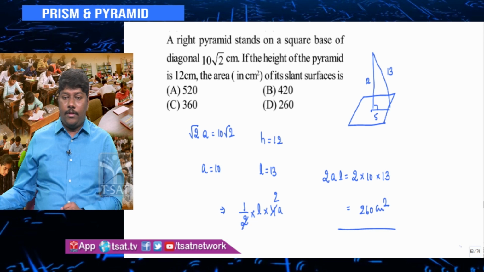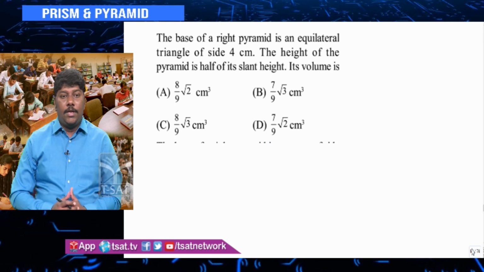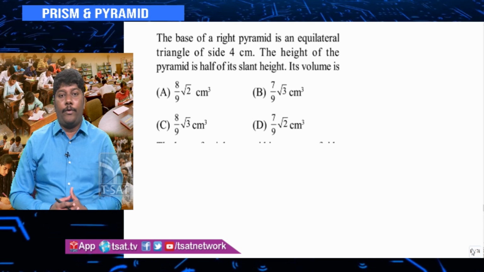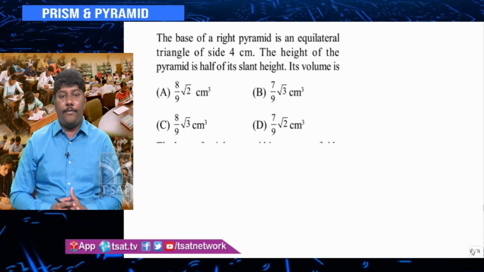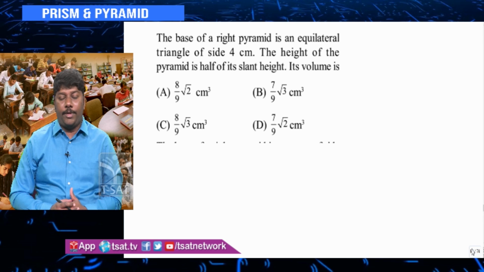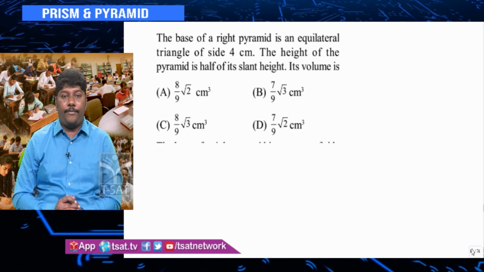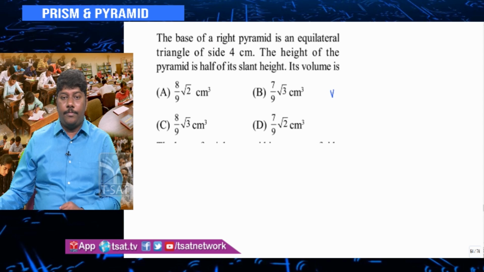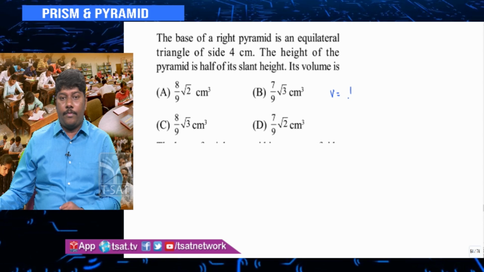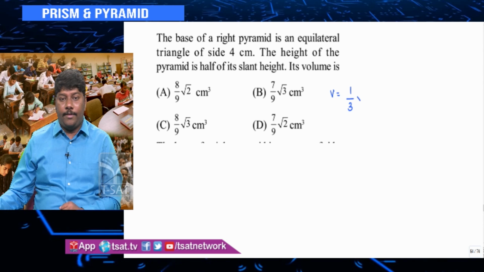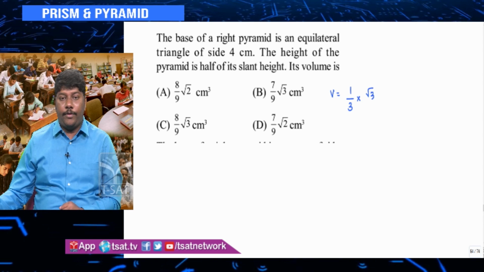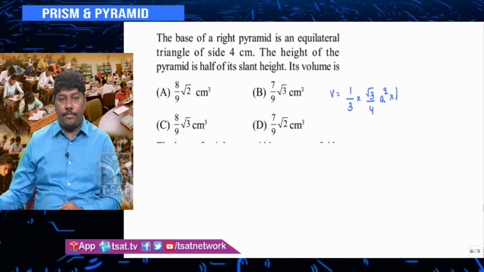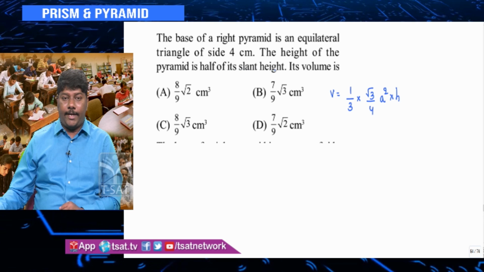Look at the next one. The base of a right pyramid is an equilateral triangle of side 4. The height of the pyramid is half of the slant height. So what is its volume? In order to find the volume, volume is 1/3 of base area into height. Base area is √3/4 side square. He says height is half of the slant height.